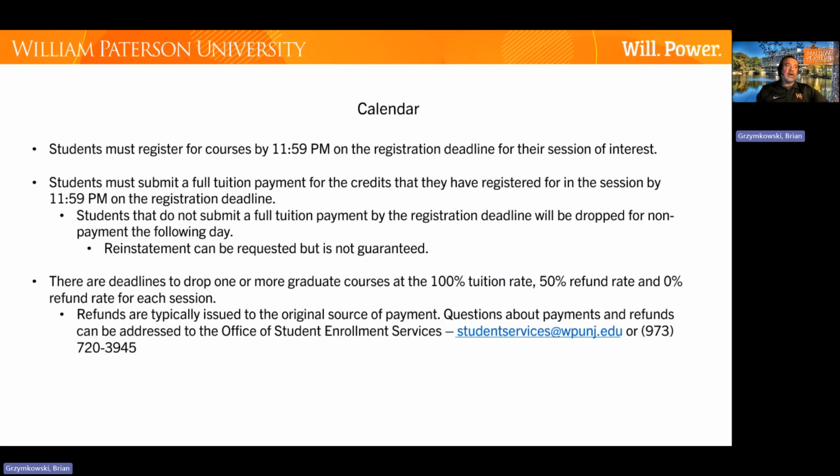Obviously, mistakes happen. People might lose sight of that deadline, forget about it, get busy, forget to check their WP Online email, for example. But please note that while we and other departments on campus make every effort to reinstate those students that request it, it's not guaranteed. So it's definitely helpful on the front end to make sure that you're familiar with those dates and deadlines. You know about them in advance.